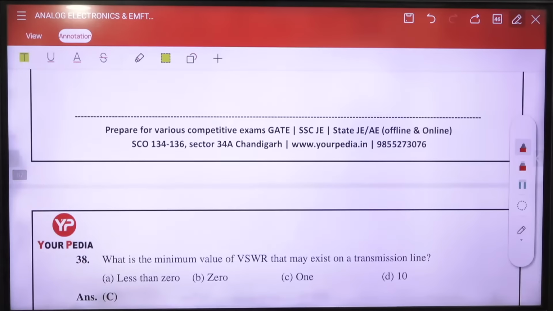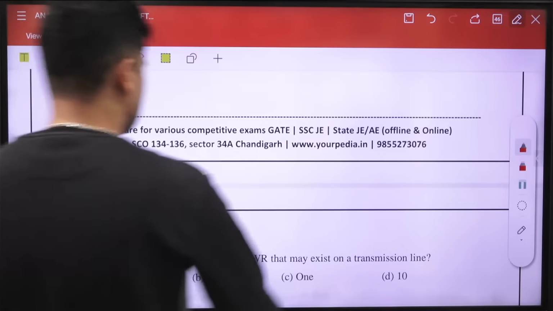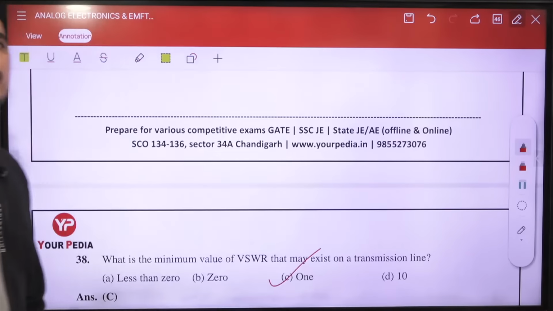Whatever the minimum value of VSWR may exist on a transmission line. VSWR has its minimum value, that is 1, always greater than or equal to 1. It goes from 1 to infinity, right?